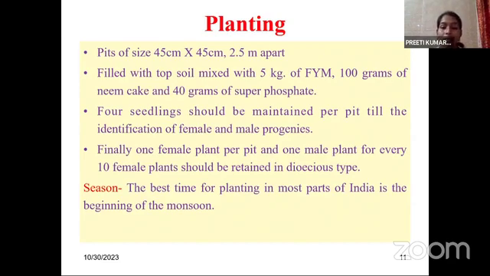Okay. Then the best season, the best timing for planting in most parts of India is the beginning of the monsoon. When the monsoon starts, this is the best time to plant these seedlings for papaya.